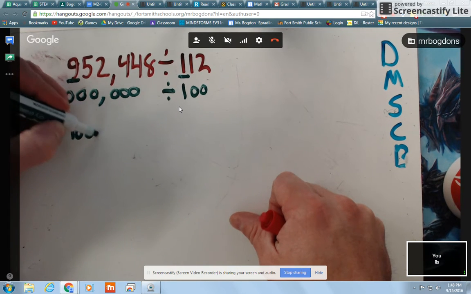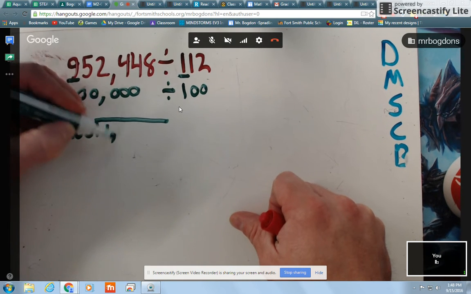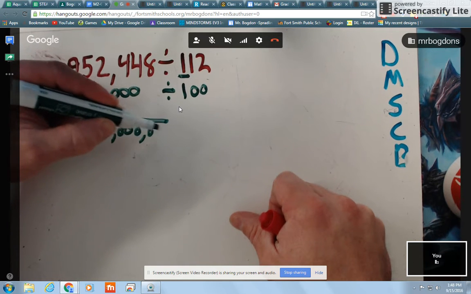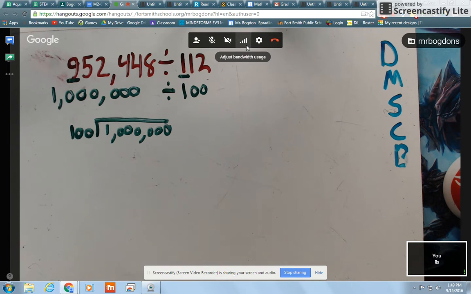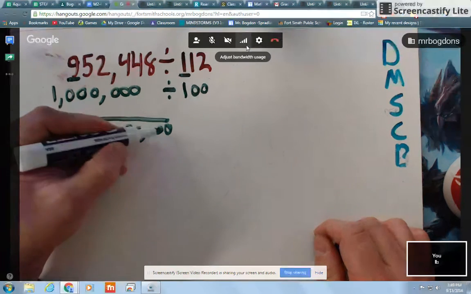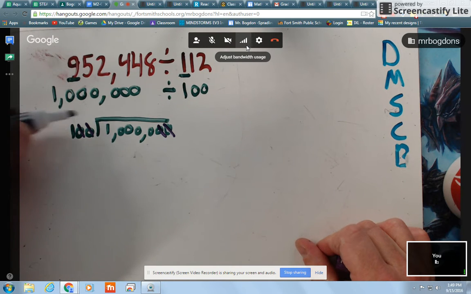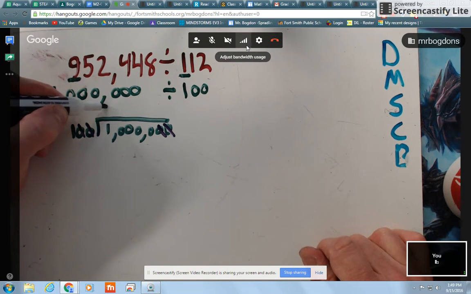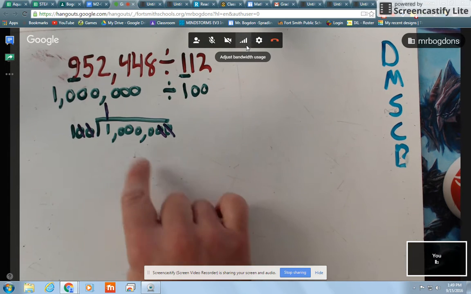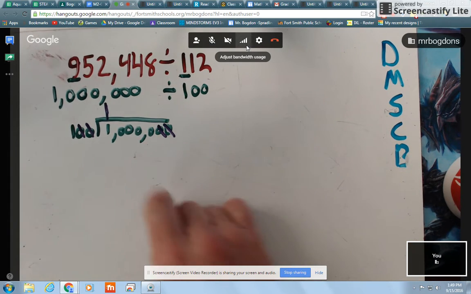I could rewrite this as 100 dividing 1 million. I see zeros at the end. Why make life hard on yourself when you can cancel? Very good. So I divide 1 by 1. The ants go marching one by one. Hurrah. That's 1. And then I count my zeros: 1, 2, 3, 4.